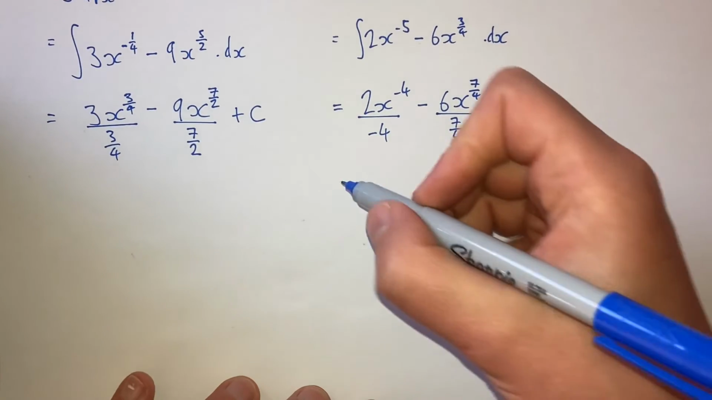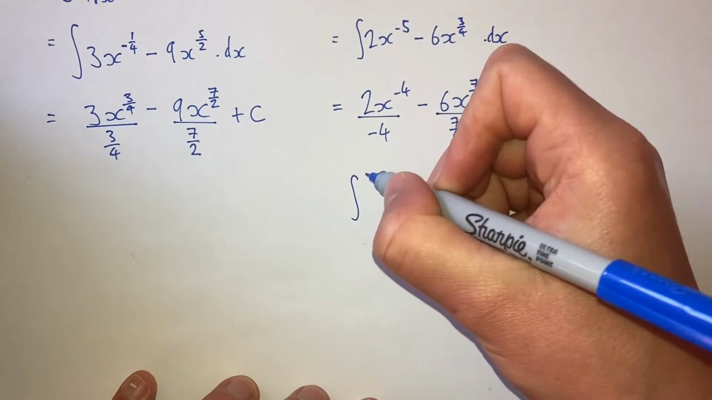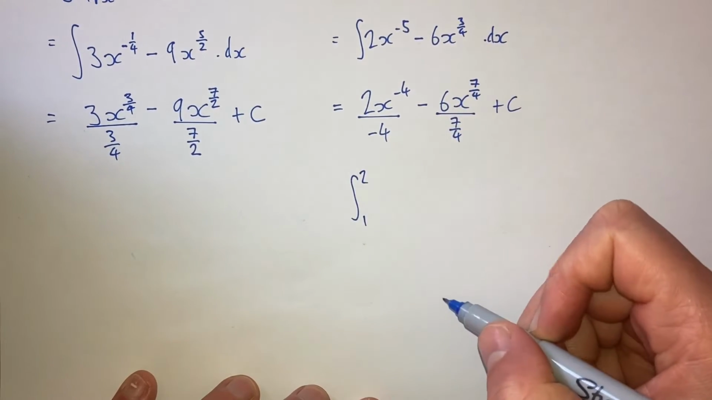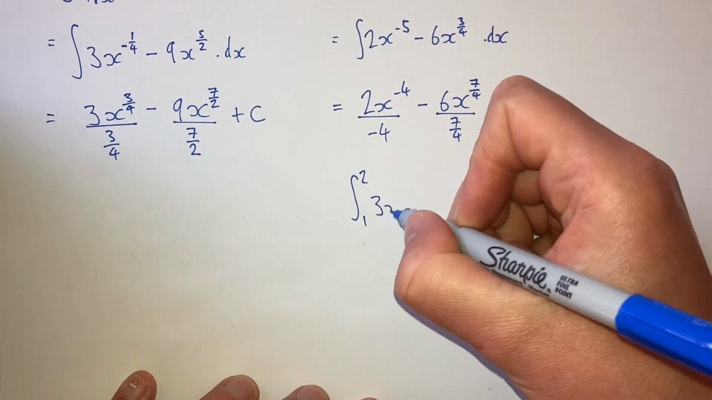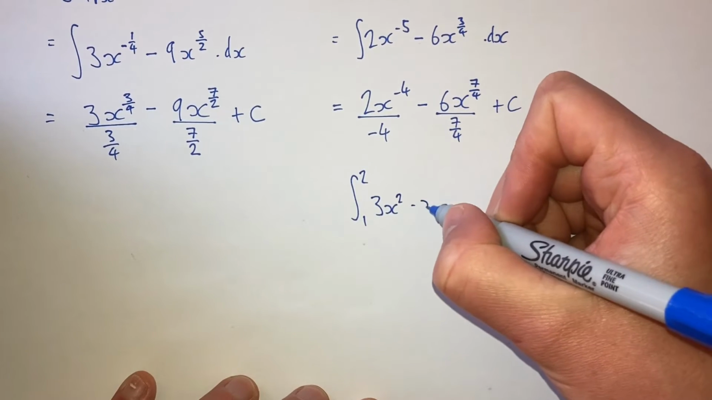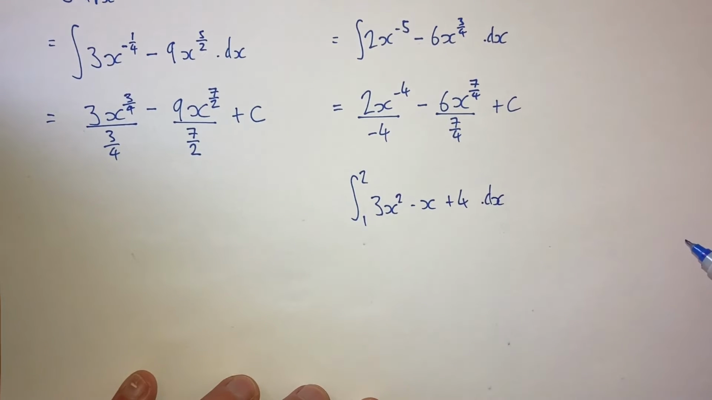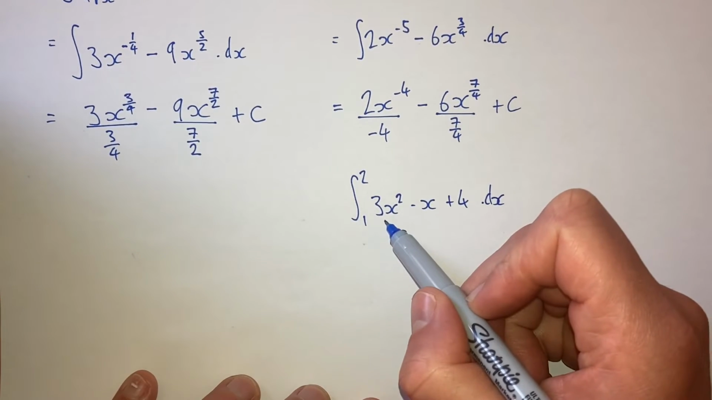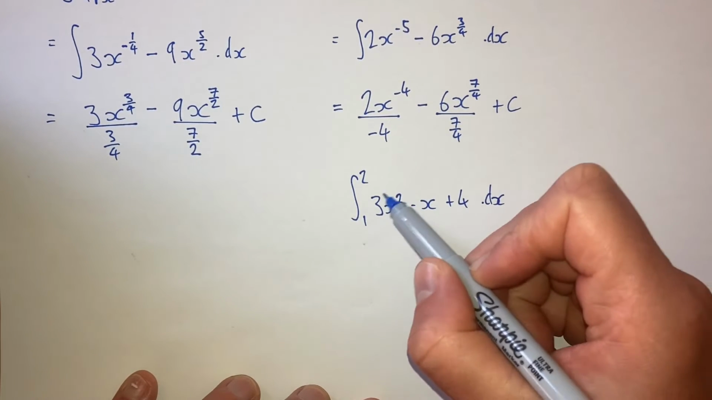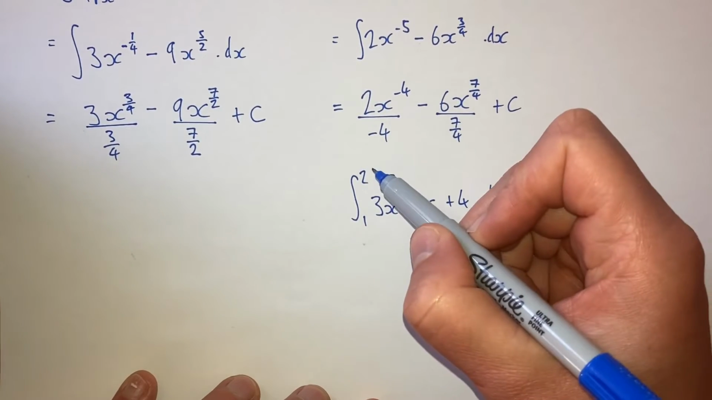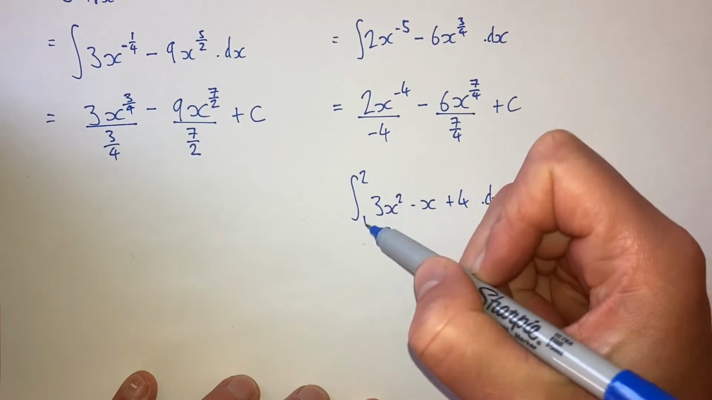Let's do one more, but this time I'm going to have limits 2 and 1. So we've got 3x squared minus x plus 4 with respect to x. Now we don't need to rewrite any of the terms this time because they're already written nicely for us, but we do have to deal with these limits here.